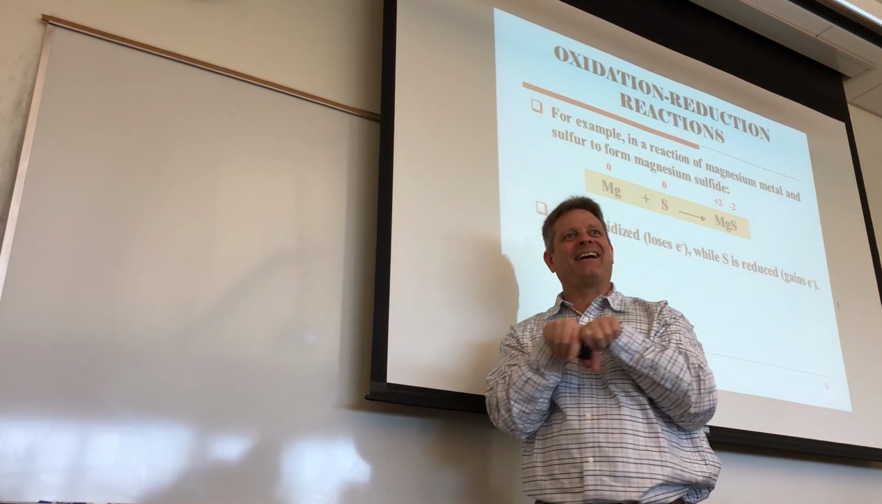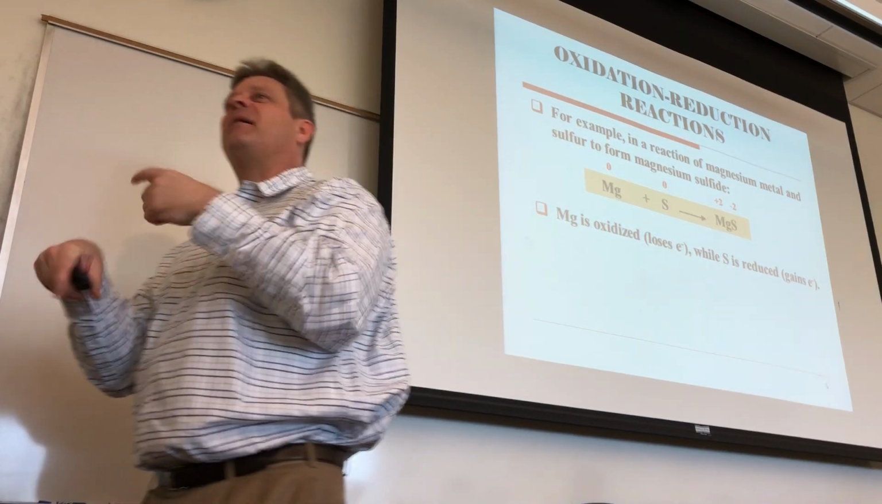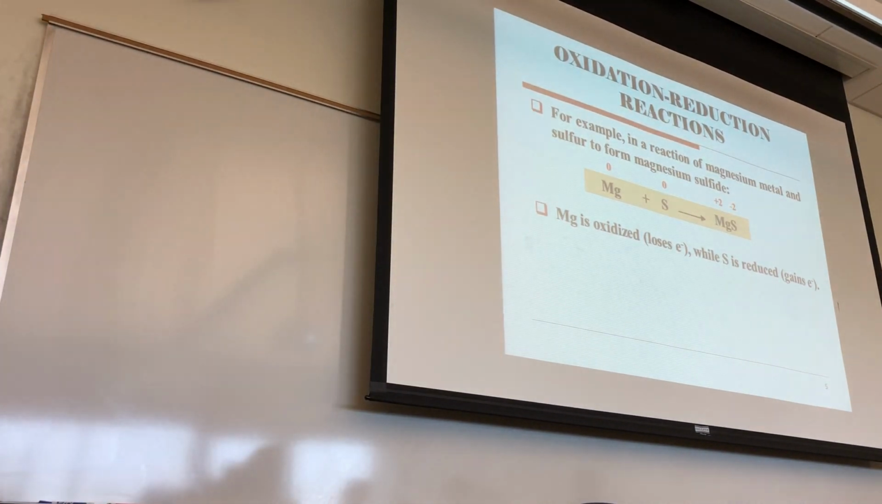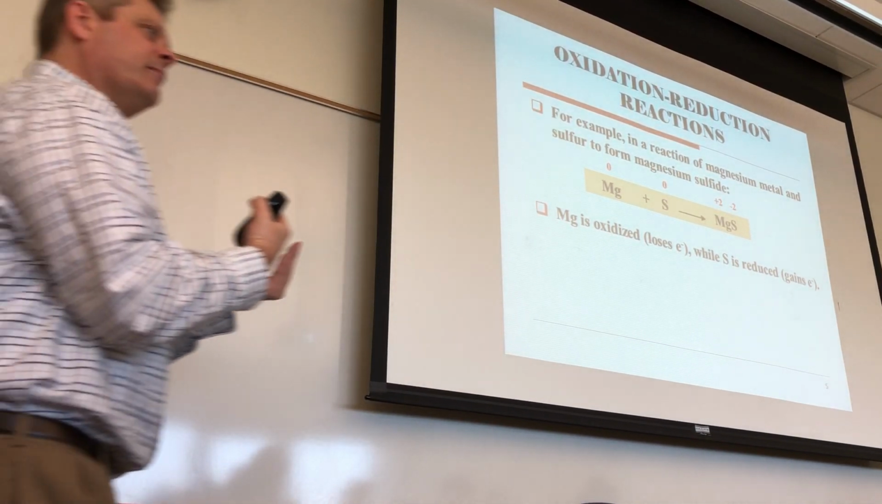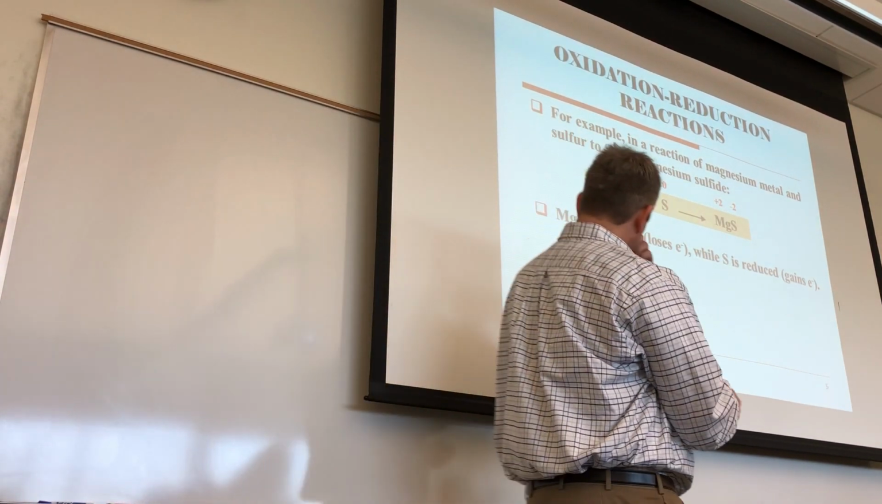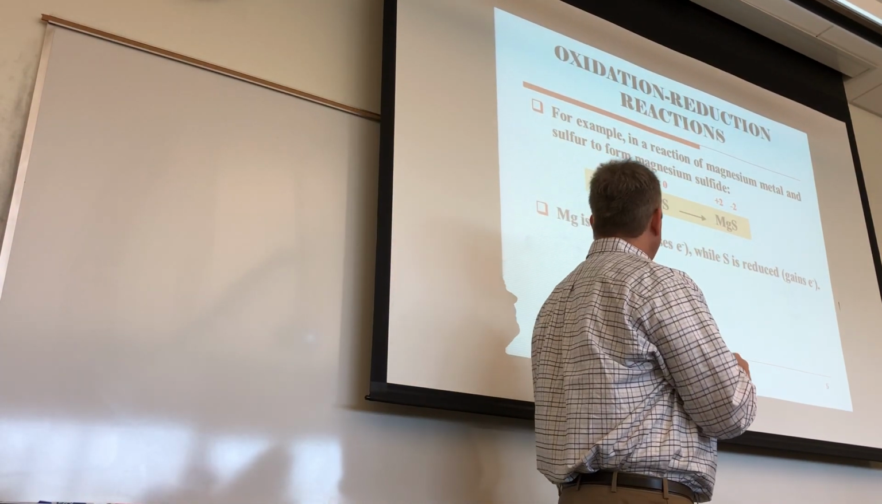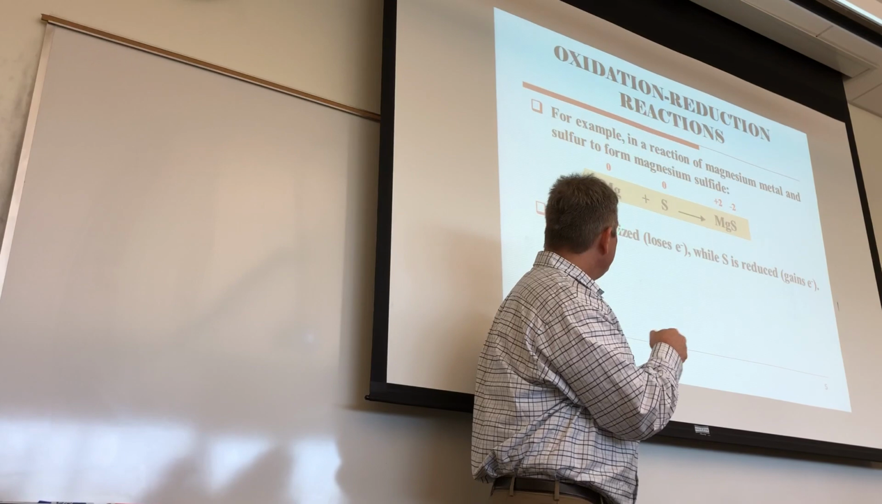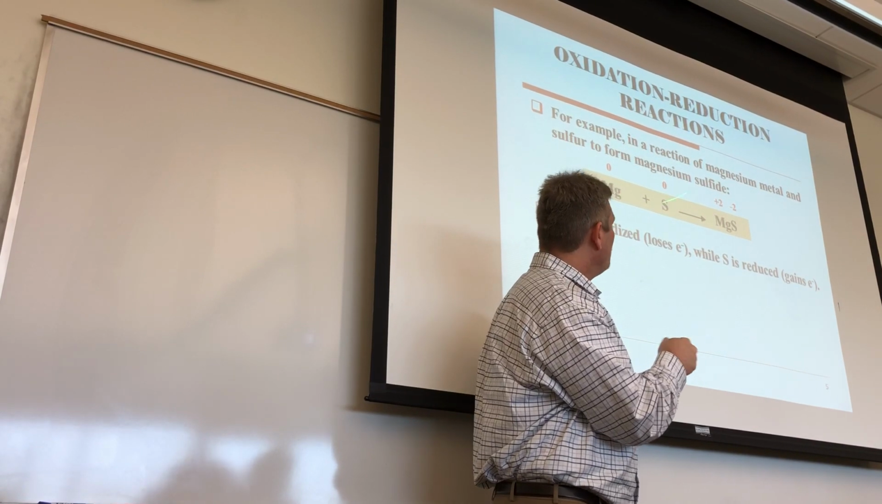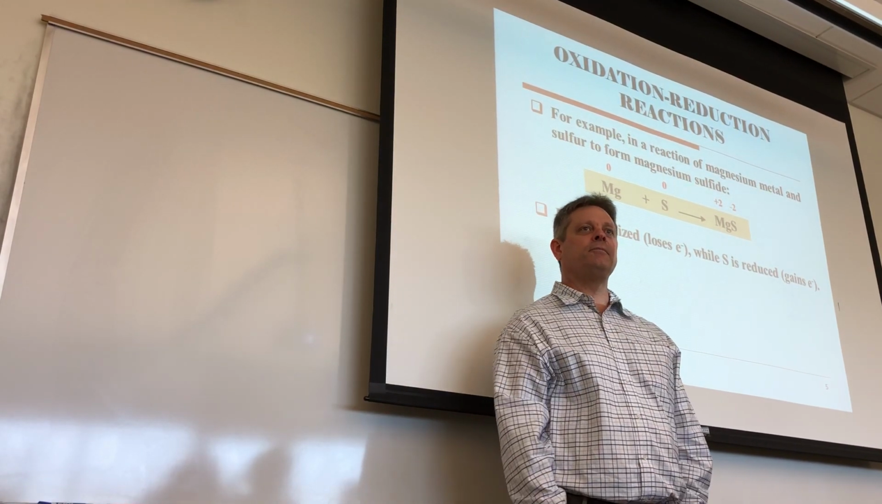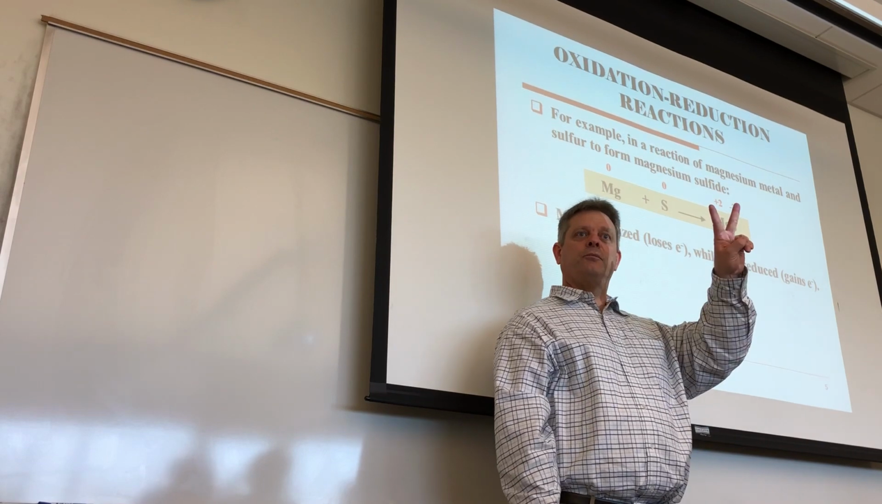So it's an ionic compound there. If it was a covalent compound, we'll talk about that. I look on this side, I see magnesium is 0. Over here it's 2 plus. What happened? Did it gain or lose electrons? It lost. It lost 2 electrons.